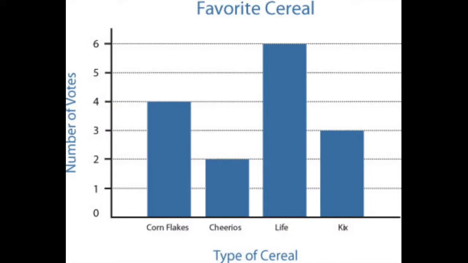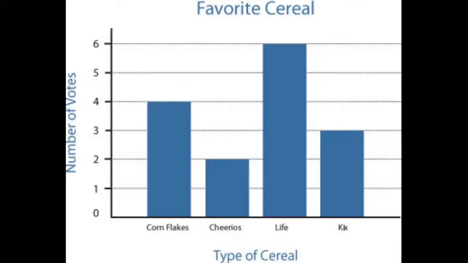Okay, so let's do one more example before we start the worksheet. So let's look at this last example. What is the title of this graph? Favorite cereal. So using our context clues, we figured out that they are talking about their favorite cereals. So let's look at the x-axis. So what are our categories in this favorite cereal bar graph? Yep, we have Corn Flakes, Cheerios, Life, and Kix. My personal favorite is Corn Flakes.